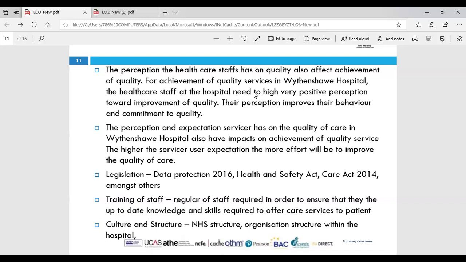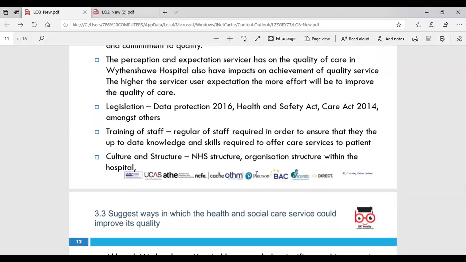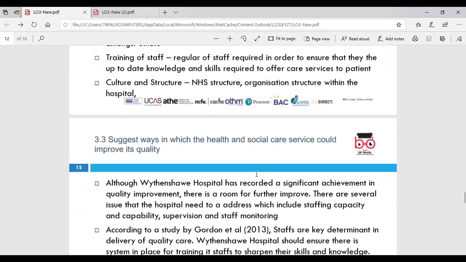And then legislation: there's the Data Protection Act, you have the Health and Safety Act, you have the Care Act 2014. There are many other legislation procedures that should be in place while you're talking about quality and improving quality. Training of staff is very important on a regular basis. There are CPD requirements that should be in place, and staff need to adhere to them. The culture and structure within the NHS, the organizational structure within the hospital, also has an influence on quality.